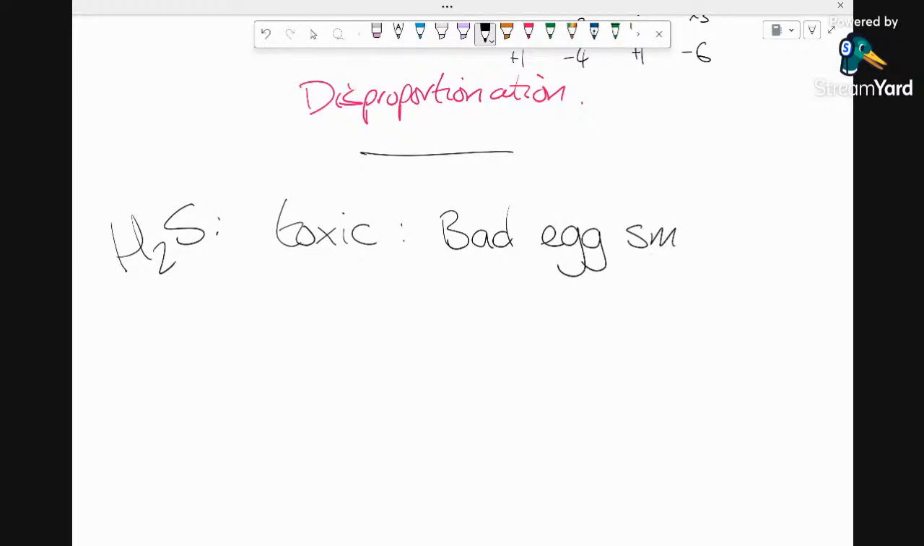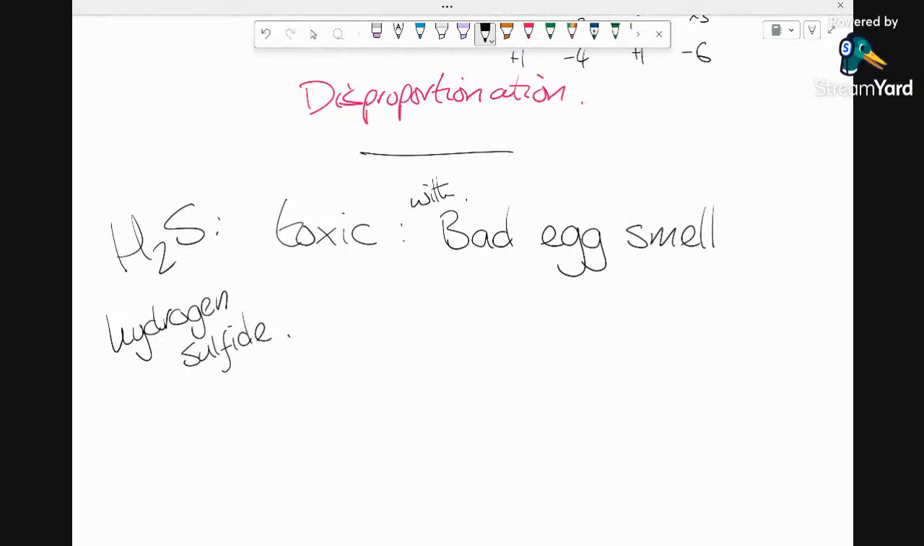If you ever smell bad eggs, this is a common misconception. People think it's sulfur. It's not. It's H2S. Hydrogen sulfide has the bad egg smell. Sulfur's a solid. It doesn't smell of anything. Hydrogen sulfide. Nice. Nasty toxic gas with a bad egg smell.